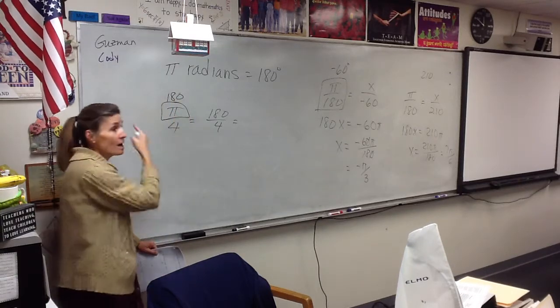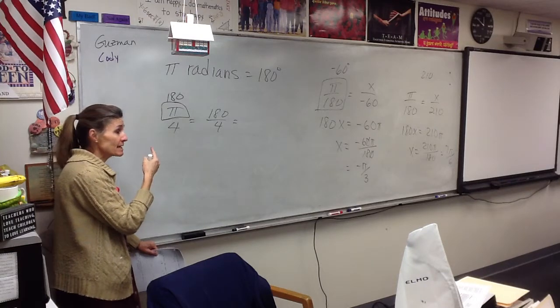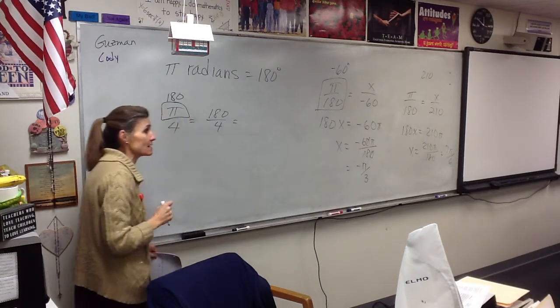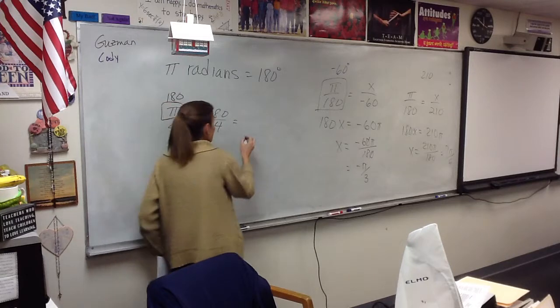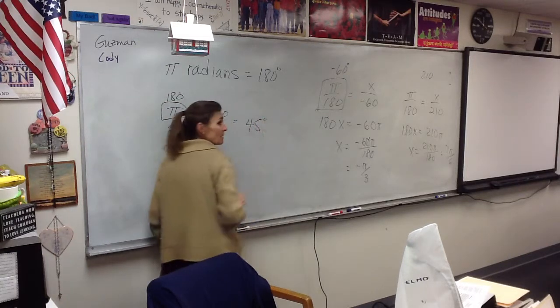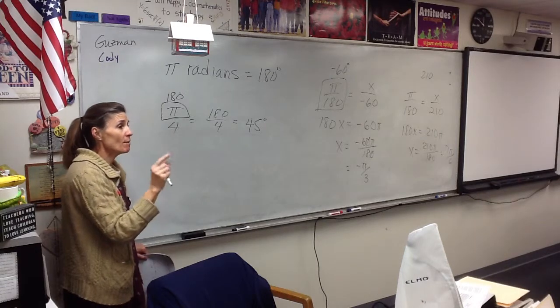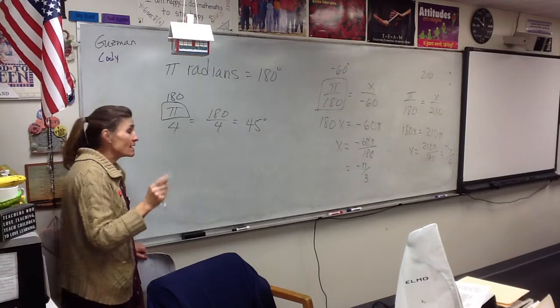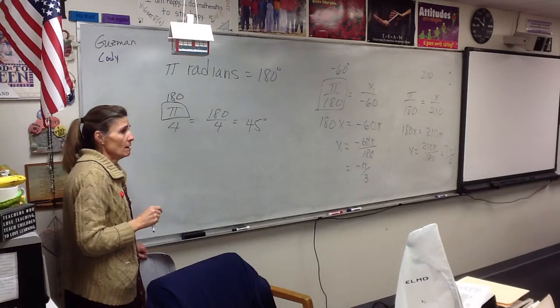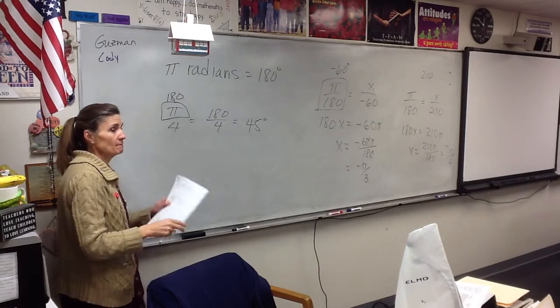So we'll just plug 180 in and say, okay, I want a fourth of 180. Use your calculators if you need to. That should be 45 degrees. It's a fourth of pi. Pi is 180. So a fourth of 180.